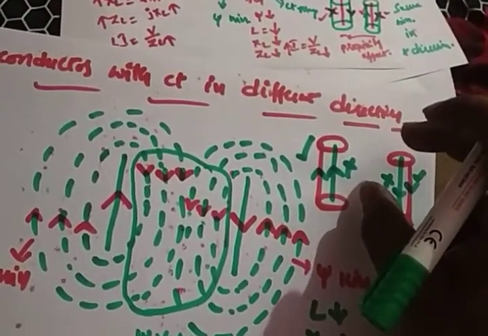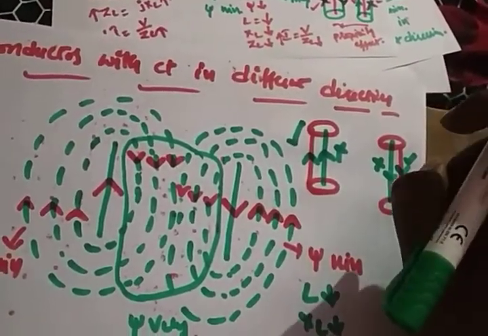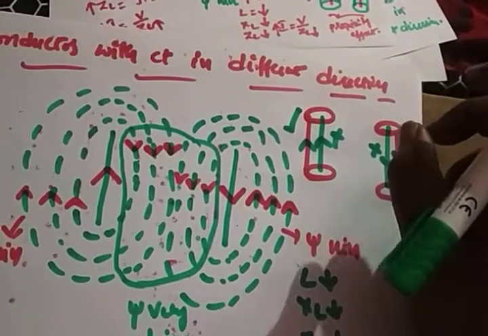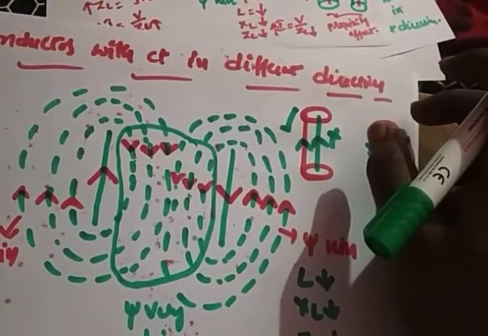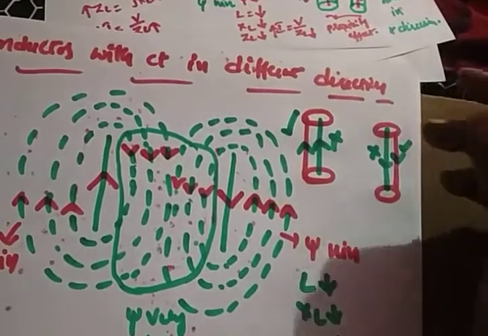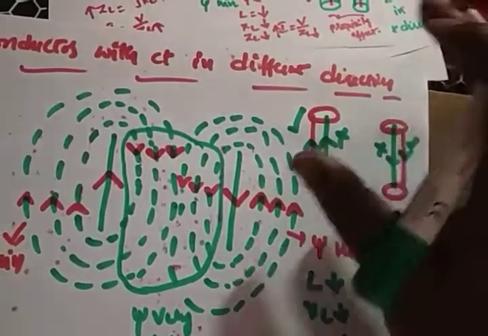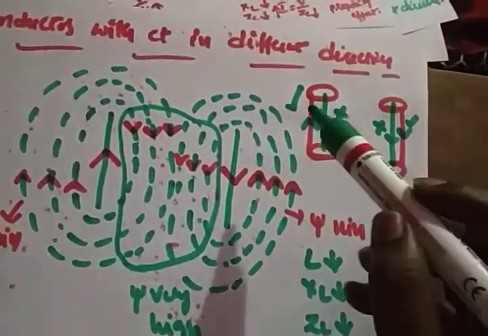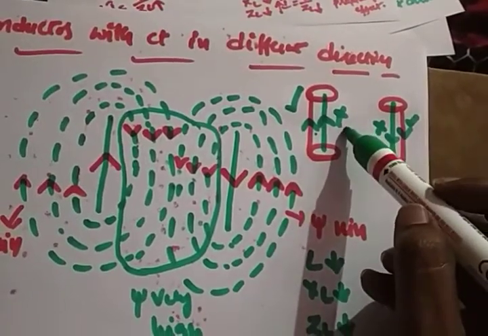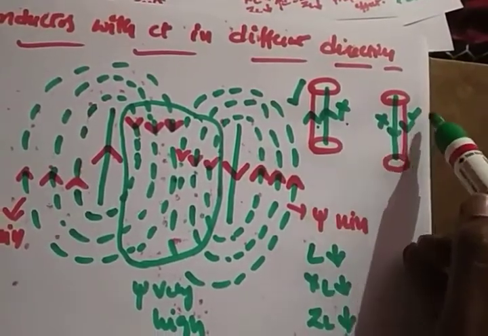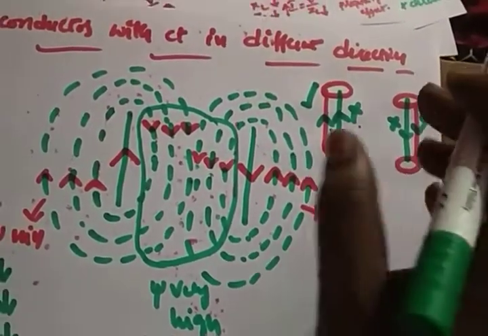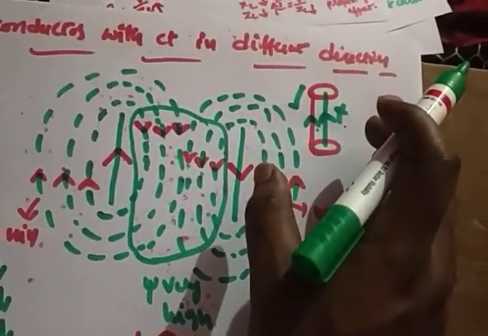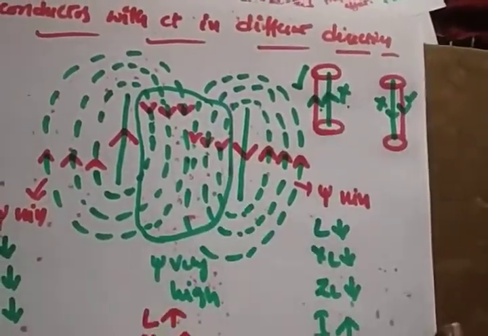If you take two conductors with the same direction, the current will flow on the bottom side. If you take two conductors in different directions, definitely the current will flow on the top of the conductors, right? This side the current will flow, this side no current will flow. This side the current will flow, this side no current will flow. This phenomenon we can call a proximity effect, right?